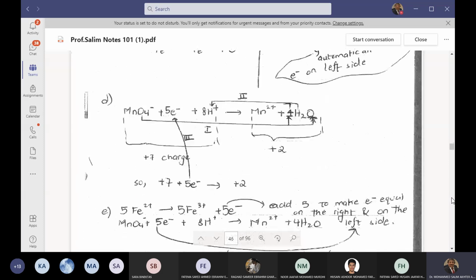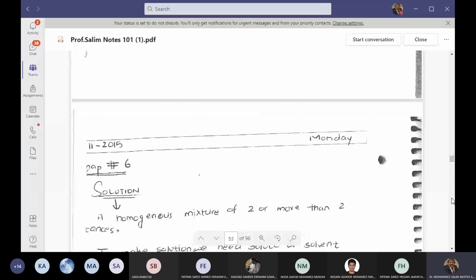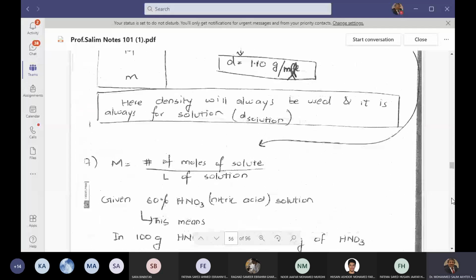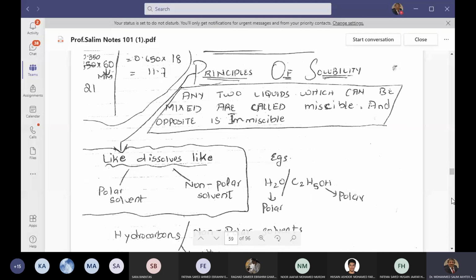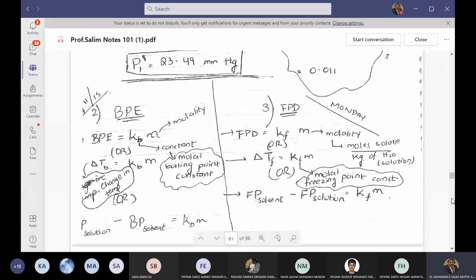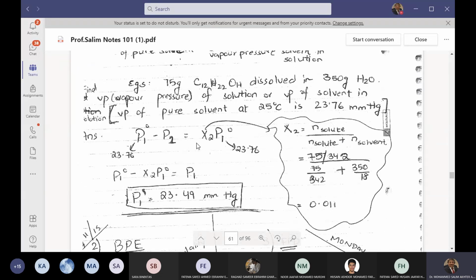vapor pressure lowering, boiling point elevation, freezing point depression, and the last one was osmosis. So these are the four, and then we talked about them individually. We talked about the first one, which is VPL. I'm repeating this for those who were absent or didn't attend the class. The first one is called vapor pressure lowering.